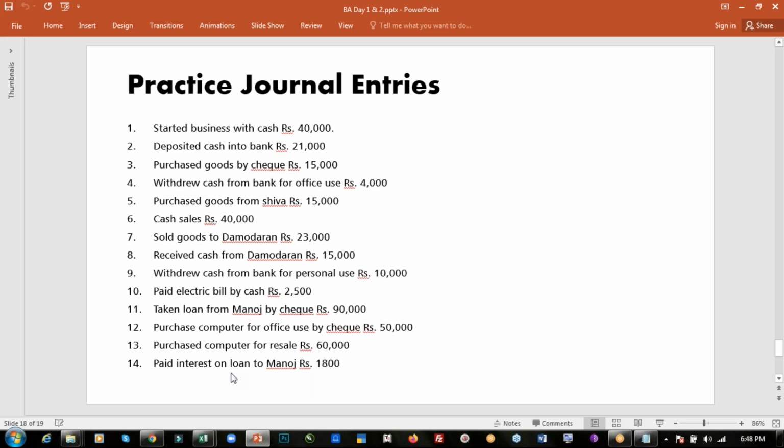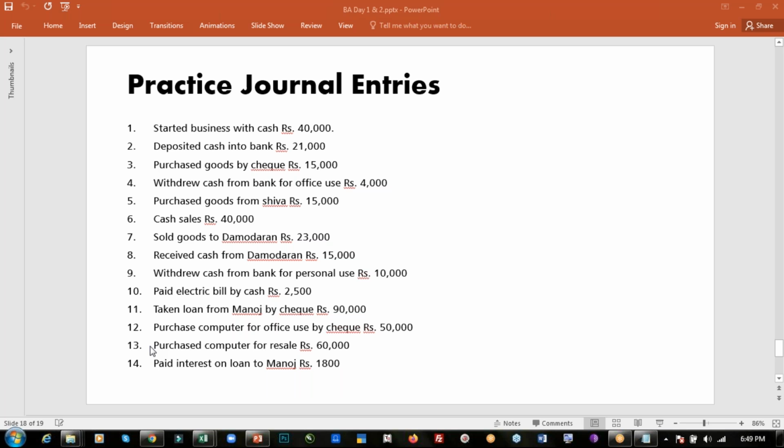All right, I'm explaining the 13th and 14th and 1st and 2nd. Let's see first the 13th and 14th. In the 13th point, we have purchased the computer for resale. Resale means we are purchasing now and later we will sell this. So we will sell those products. So it becomes the trading goods.